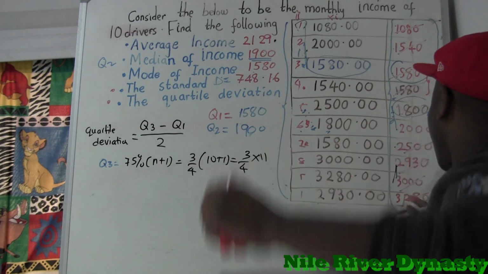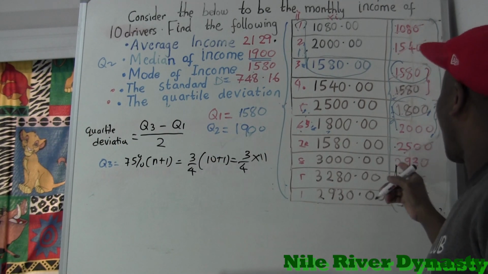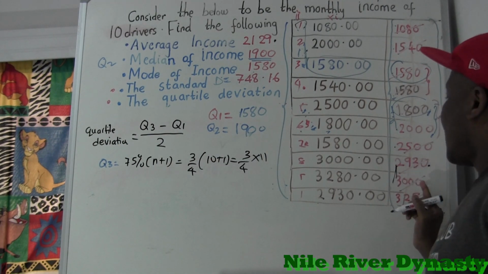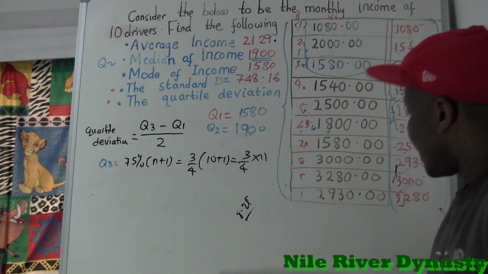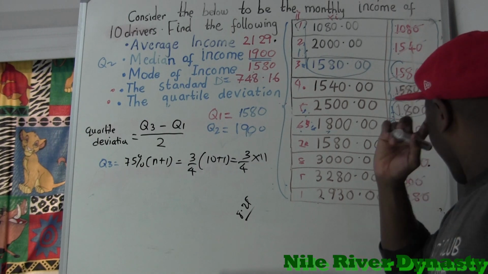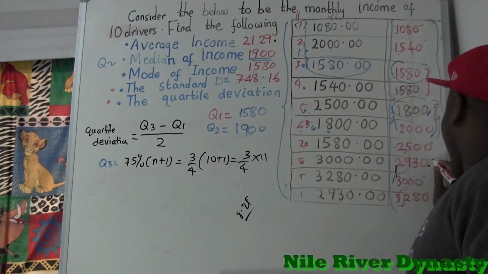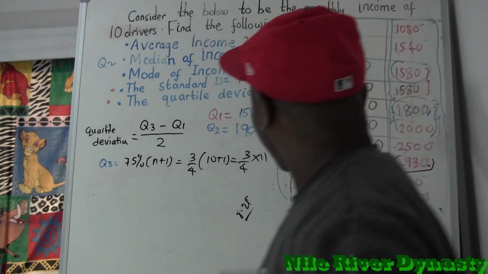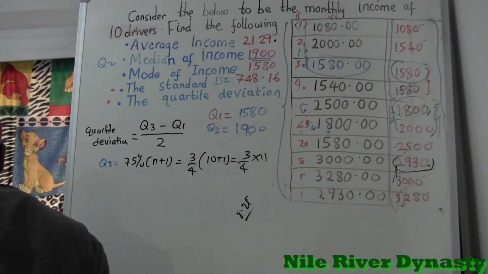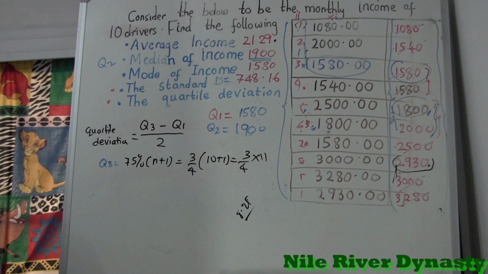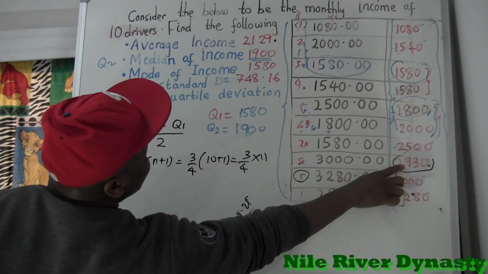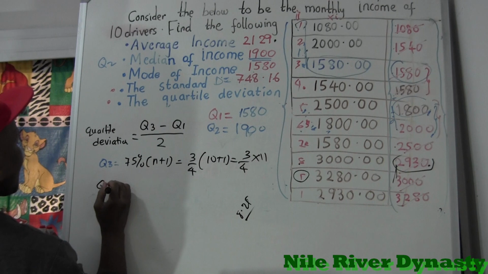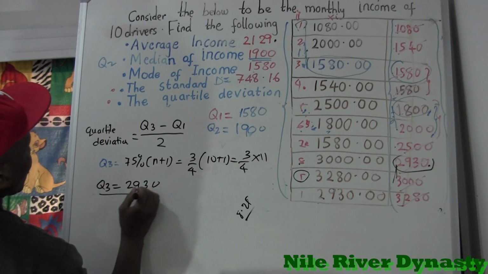So it is closer to this. You know what I'm saying? Because it's not yet at 9. 8.25 means it's here. So it's somewhere here, okay? So 8.25 is going to be falling here. So my quartile 3 is going to be falling in here because 8.25 is not close to 9. So I'll take this, 2,930. So my quartile 3 is 2,930. Okay, I got my quartile 3.